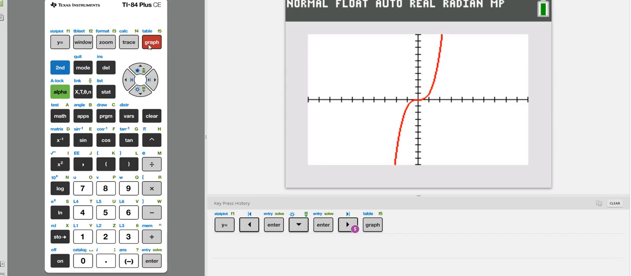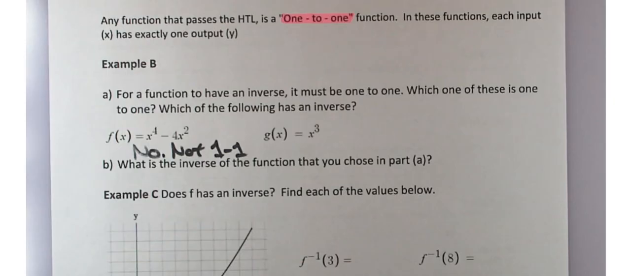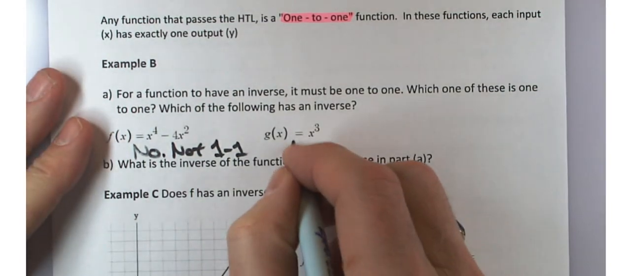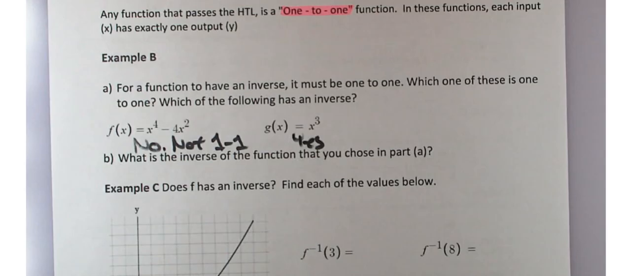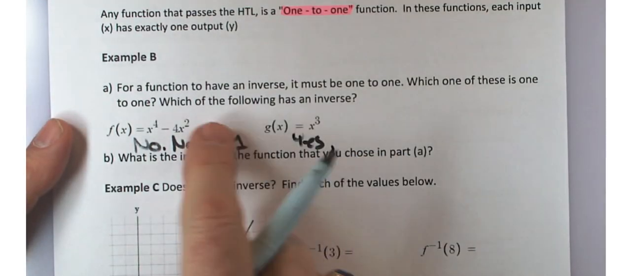So what do you think? Leo, does this one pass the horizontal line test? I think it does. Yeah. If you're a little bit worried about what happens at 0, we're okay there. It does pass the horizontal line test at 0. So good eye. Appreciate the caution there. It does pass the horizontal line test. So if it passes the horizontal line test, is this a one-to-one function?